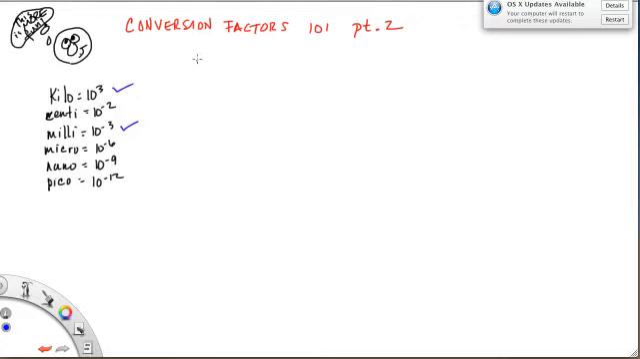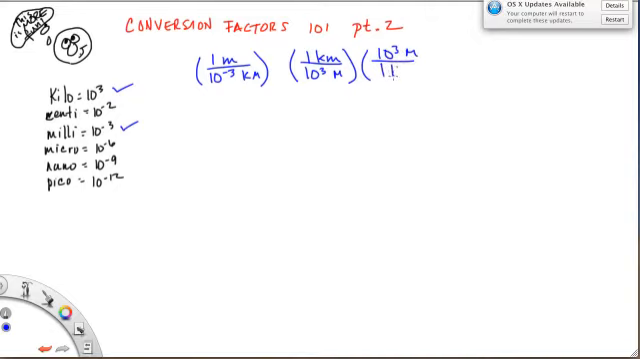So for kilo, if we're using meters as our common unit, in 1 meter, that would be 10 to the minus 3rd kilometers. Or easier, I could say that in 1 kilometer, there's 10 to the 3rd meters, or 10 to the 3rd meters in 1 kilometer.